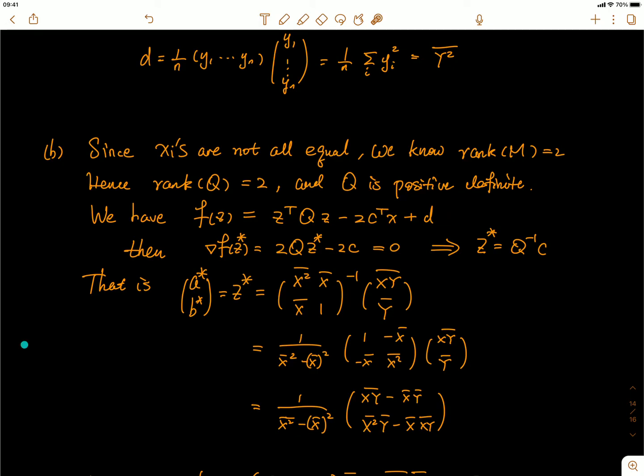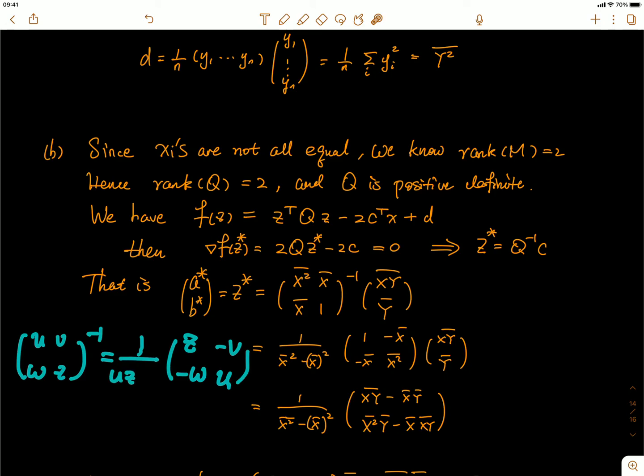So suppose we have the matrix with rows U V and W Z, the inverse of that should be equal to... Oh, I'm sorry. Let me use a simple notation. The inverse of that should be Z. You just switch the location of the diagonal entries and then put a negative sign on each of these off-diagonal terms. And then I need to divide this by the determinant of the original matrix, which is UZ minus VW. So that is the inverse of a 2 by 2 matrix.